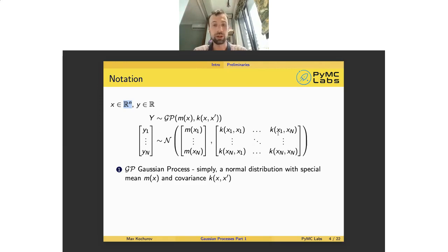So this kernel gives us a matrix which is positive definite. Obviously, this should be a hard requirement on kernel functions, otherwise there would be something wrong with our normal distribution. And the mean vector can be really arbitrary. And then it's all put into a normal distribution. And that's how our output values are supposed to be sampled, and they follow this normal distribution.